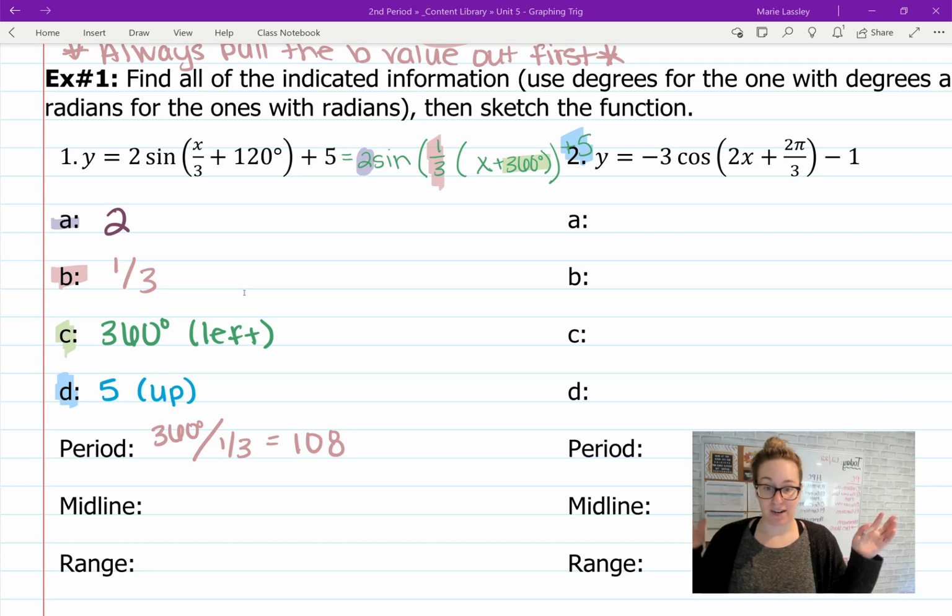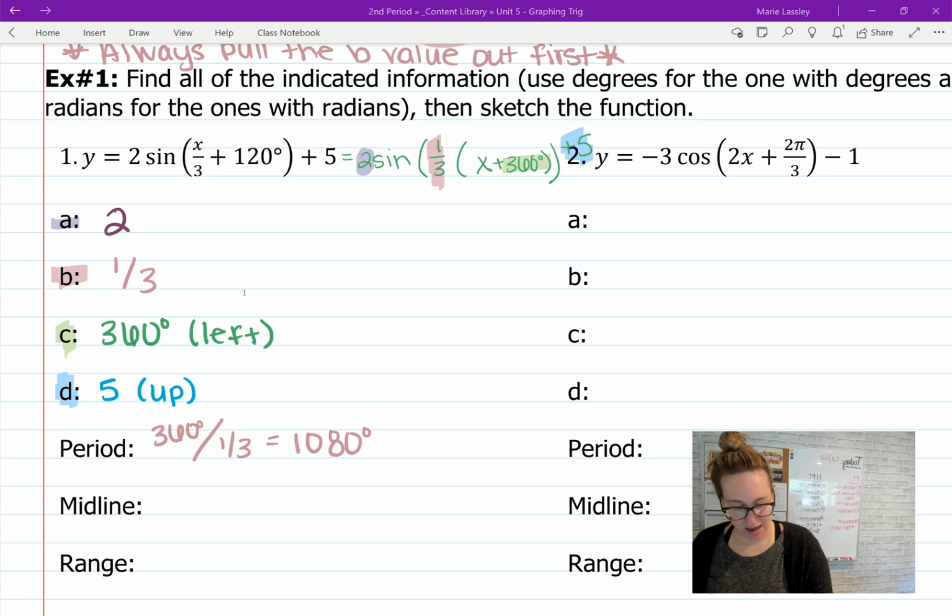All right, so that's our period. We only do one sine graph every 1080 degrees. So that's kind of a fat graph, right? Midline, that is our up 5, so that's going to be y equals 5.